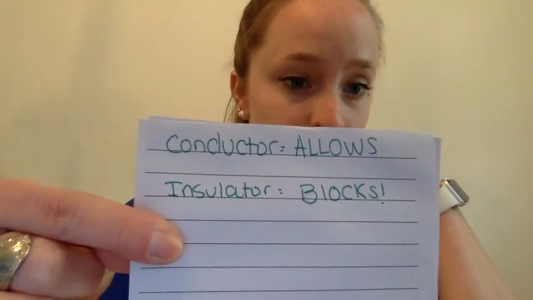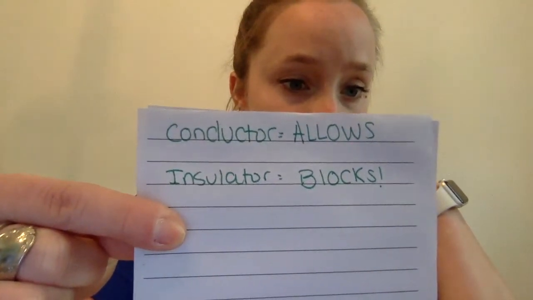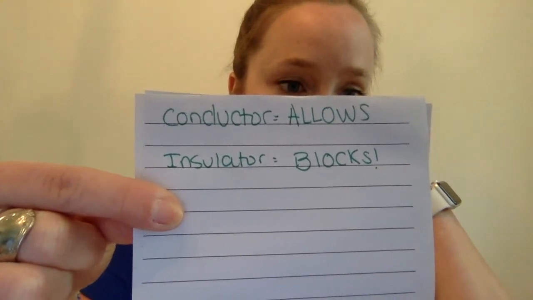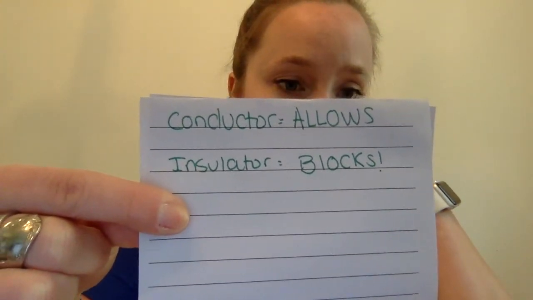So I'm going to pause. I wrote this down for you if you need to pause and write. A conductor allows electricity, and an insulator blocks electricity. Okay? So if you think about, well, I need an example. A conductor is usually made of some type of metal.